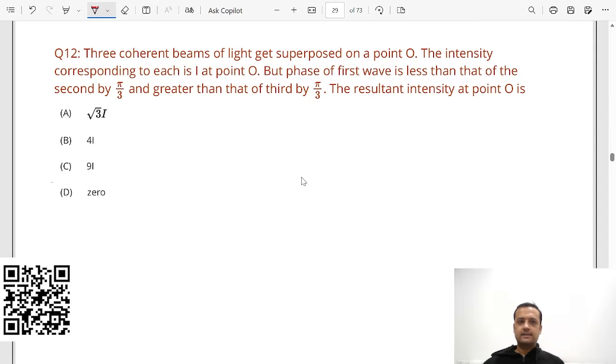Here there are three beams, each of intensity I, and they superimpose at a point O.